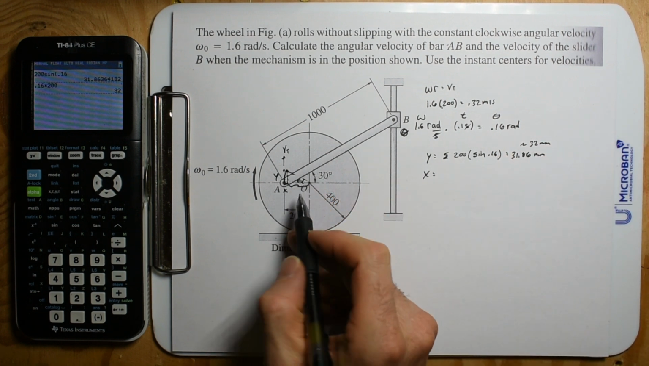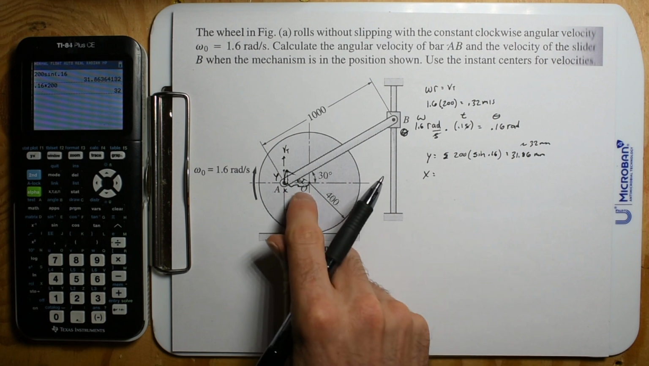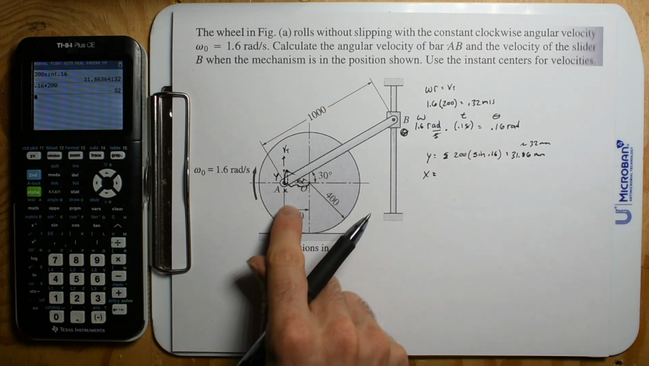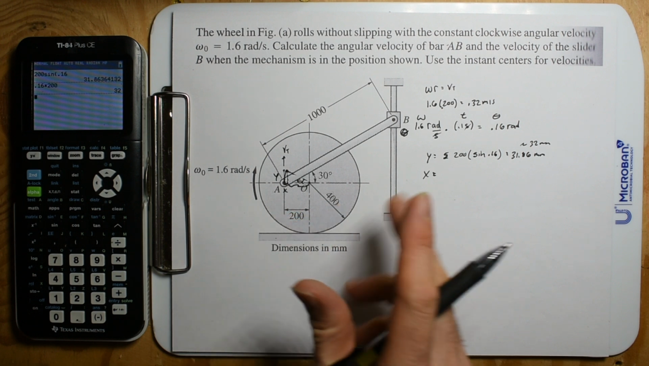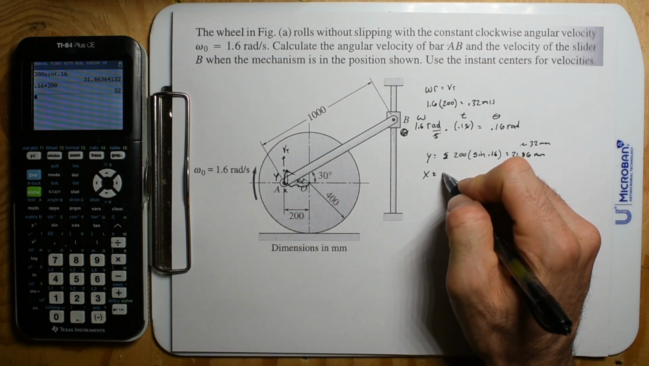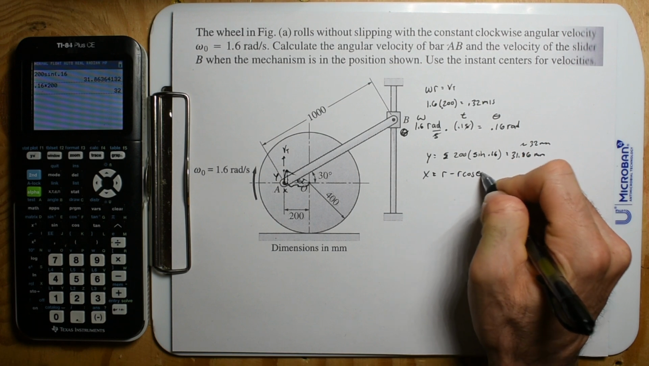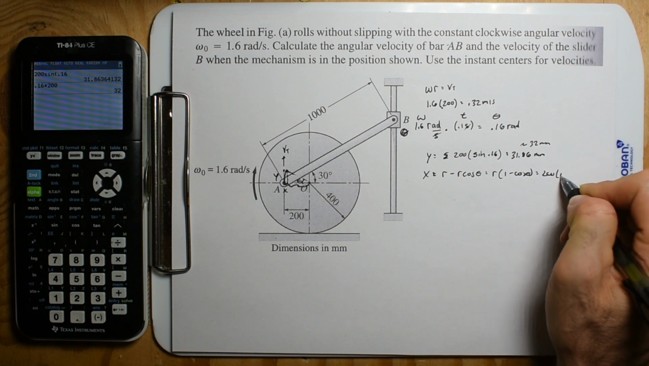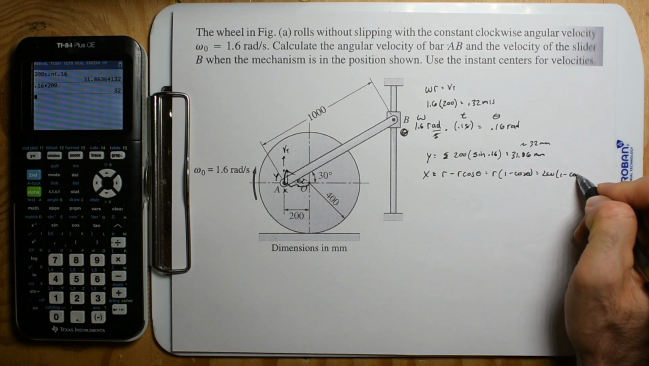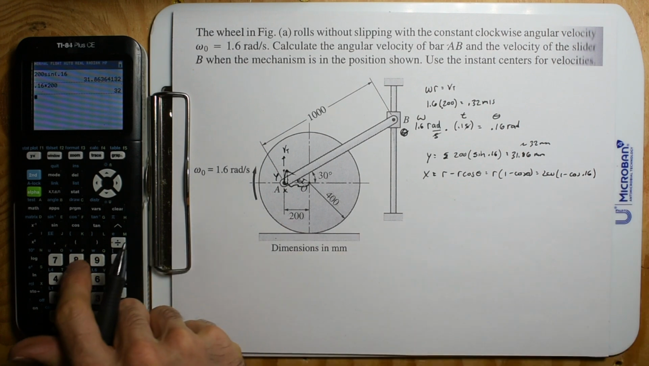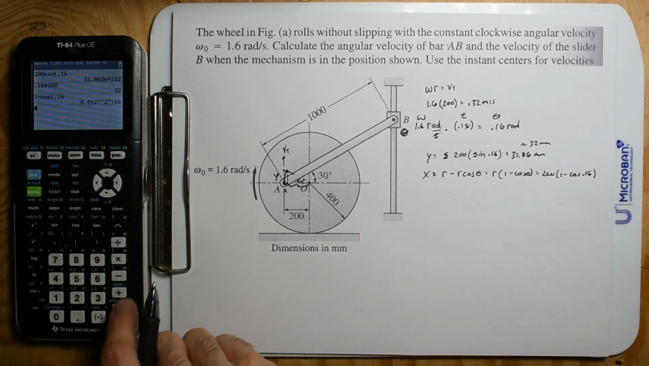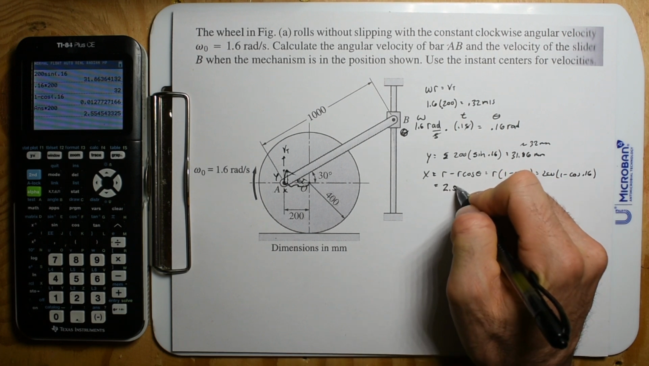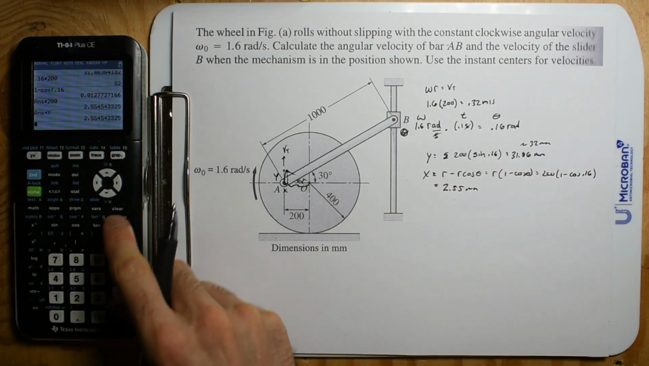Now this one won't be. There's no small angle theorem for the cosine, but you can just know that it's going to be almost 200. You know, it might be like 199. So x is going to be r minus r cosine theta, or just r(1 minus cosine theta), and that's going to be 200 times (1 minus cosine of 0.16 radians). And this thing does move just a little bit. It's 2.55 millimeters. I'm going to store that as x.